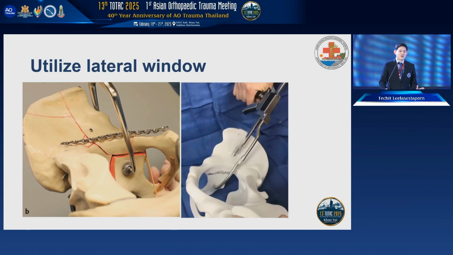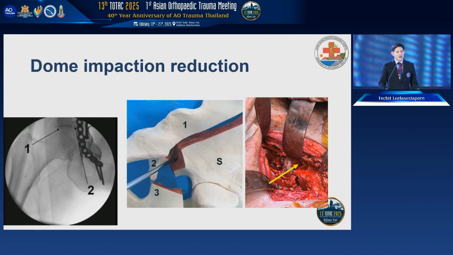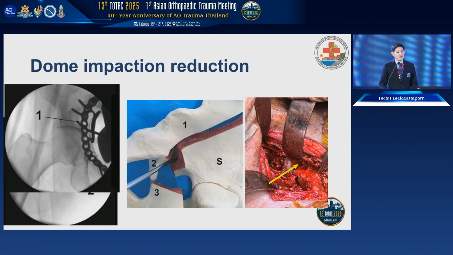Also, we can utilize the lateral window using an asymmetrical clamp or the collinear clamp based on the fracture configuration as well. We can also reduce the dome impaction through the AIP approach. So here we see that from the medial approach, we can see the femoral head, and this is a dome impaction. We can use the plier or the periosteal elevator to push it down to the femoral head to contour the dome, and then we put the quadrilateral plate buttress plate and fix with a screw.